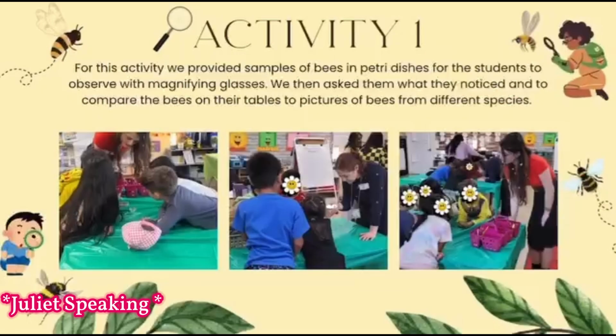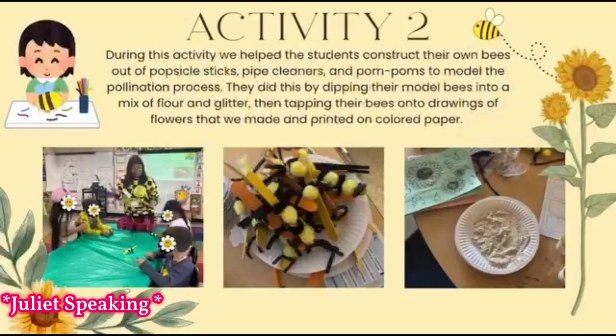For our first activity, we asked the students to observe some bees in petri dishes using magnifying glasses, and then we had them talk about some of the characteristics that they noticed. For our second activity, we had the students replicate the pollination process by making their own bees and pollinating their own flowers using a simulated pollen.